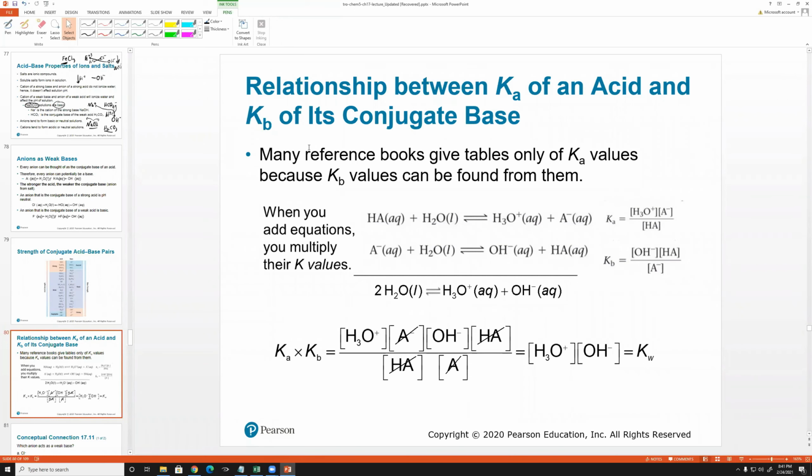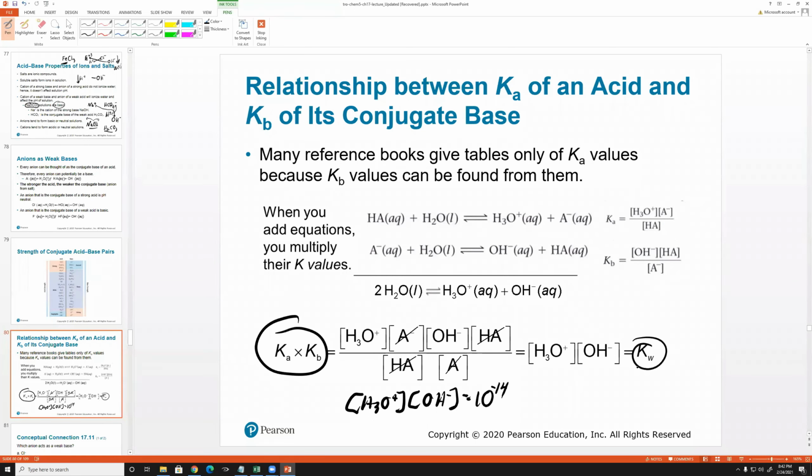Relationship between Ka and Kb. Now, we did talk about this when we talked about concentration. If you remember, the concentration of H3O+ times the concentration of OH- is going to equal 10 to the negative 14. That is derived from Ka times Kb. So Ka times Kb equals Kw, which is 10 to the negative 14. So that's another thing you can figure out.